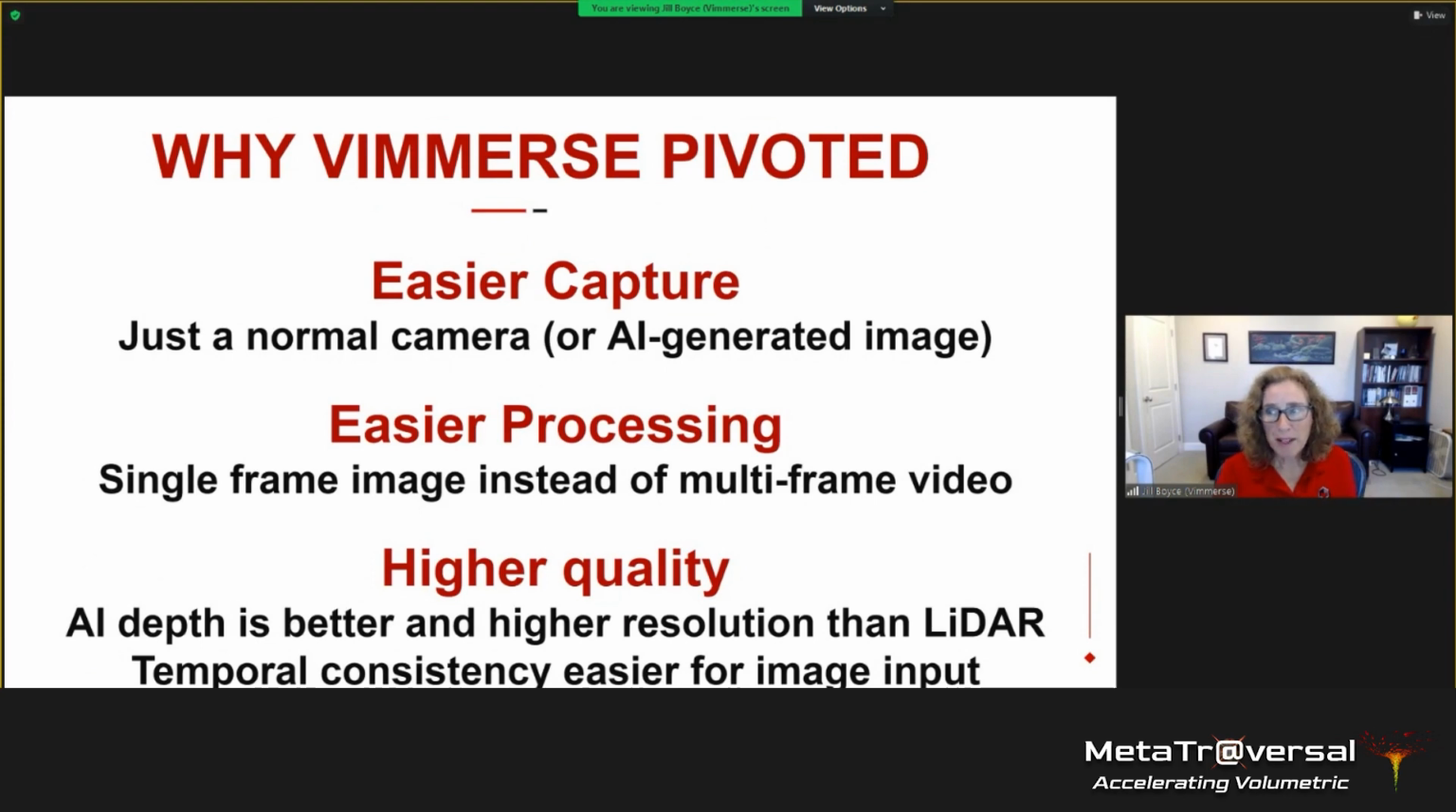So we pivoted because we could have easier capture with just a normal camera, photo cameras, or even an AI-generated image as the input. Easier processing, as we could do a single frame instead of multi-frame video, and then higher quality. We find that the AI depth is better and higher resolution than LiDAR. And by doing single image inputs instead of video, we didn't have to worry about temporal consistency problems.